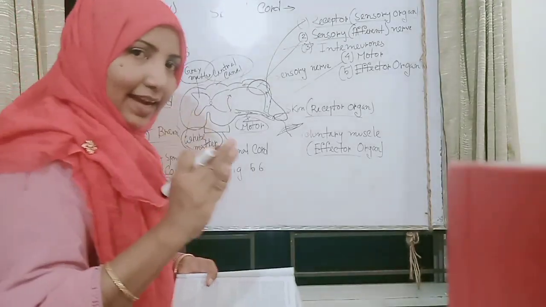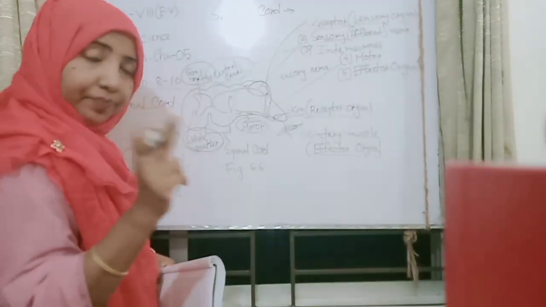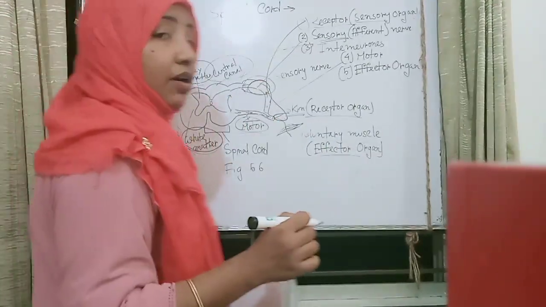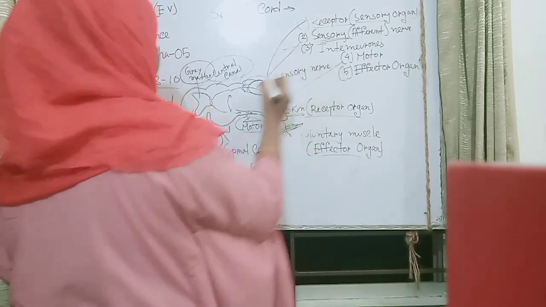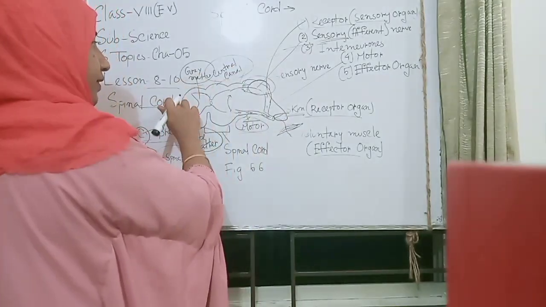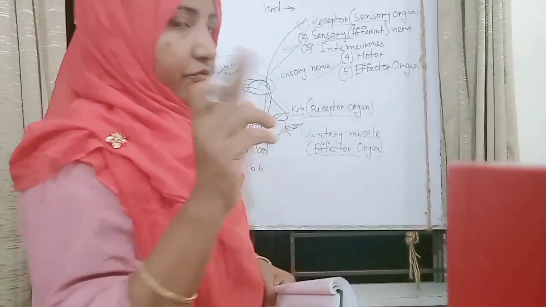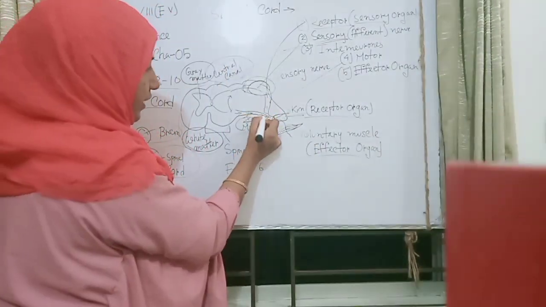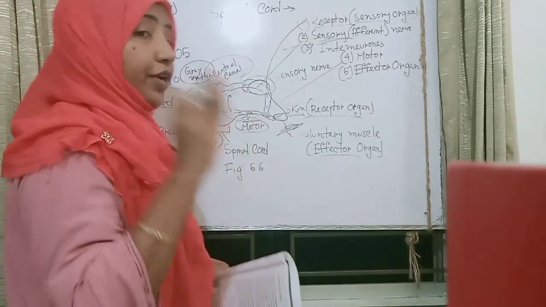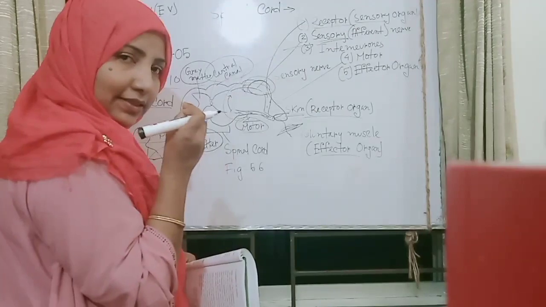Is it clear? Again, the first structure is the receptor, the skin, which is the receptor organ. The second structure is the sensory or afferent nerve. Third is the interneurons. Basically, there are three categories: one is the central canal, second is the gray matter, and third is the white matter. Fourth is the motor nerve, and last are the voluntary muscles.